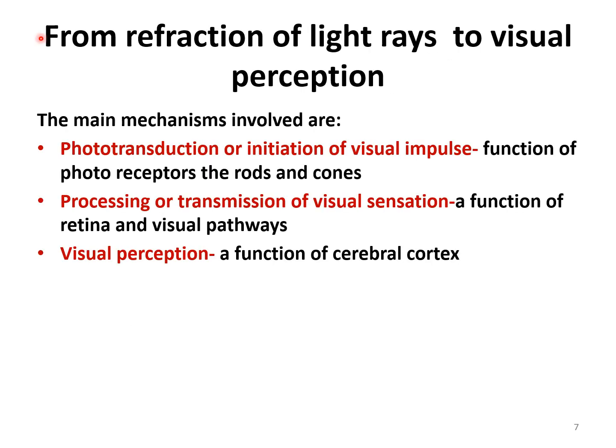From refraction of light rays to visual perception, the main mechanisms that are involved are phototransduction or initiation of visual impulse. This is a function of photoreceptors, the rods and the cones. Processing or transmission of visual sensation, which is a function of retina and visual pathways, and visual perception, which is a function of the cerebral cortex.